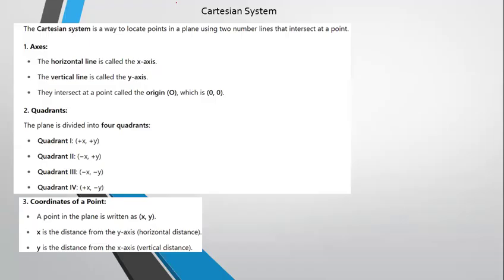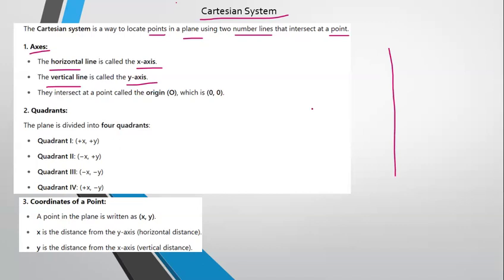Hello students. So today we will study about the Cartesian system. The Cartesian system is a way to locate points in a plane using two number lines that intersect at a point. First of all, it consists of axes. The horizontal line is the x-axis and the vertical line is known as the y-axis.